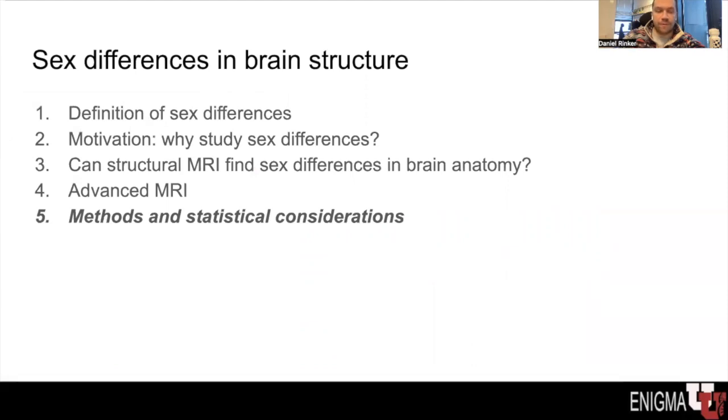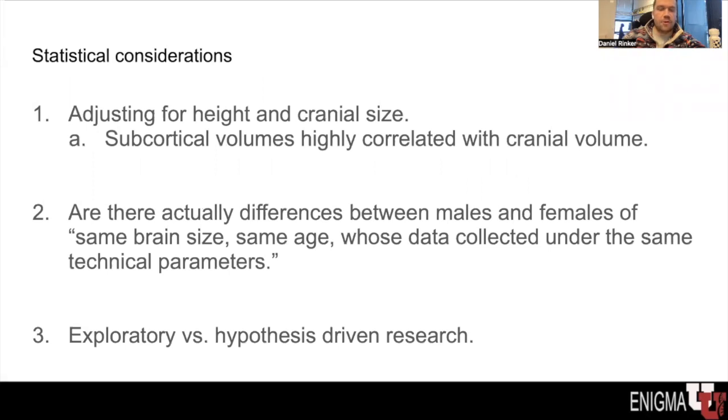Moving on to part 5, methods and statistical considerations, which is what I will leave you with to think about today. So in these aforementioned studies and many large studies of brain structure, a common thing that we do is adjusting for height and cranial size. Subcortical volume is highly correlated with cranial volume.